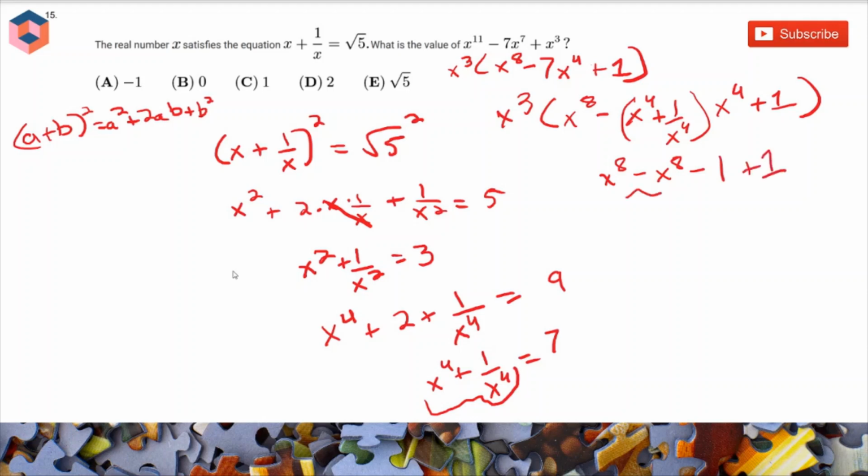Wait, this expression right here is 0 plus 0, or just 0. That expression is 0 times x cubed. Well, 0 times anything always gives us 0. So this expression is simply just 0.